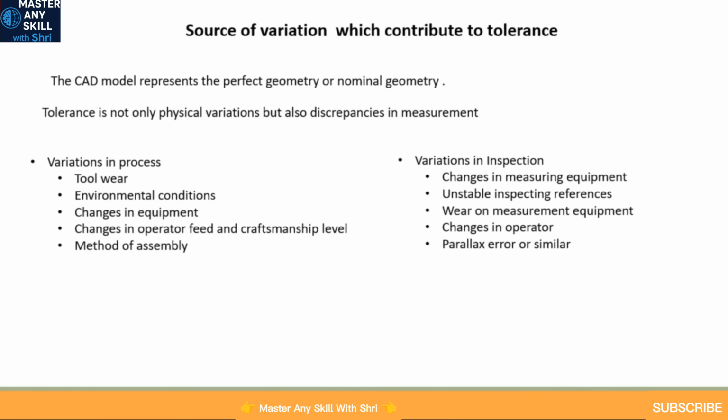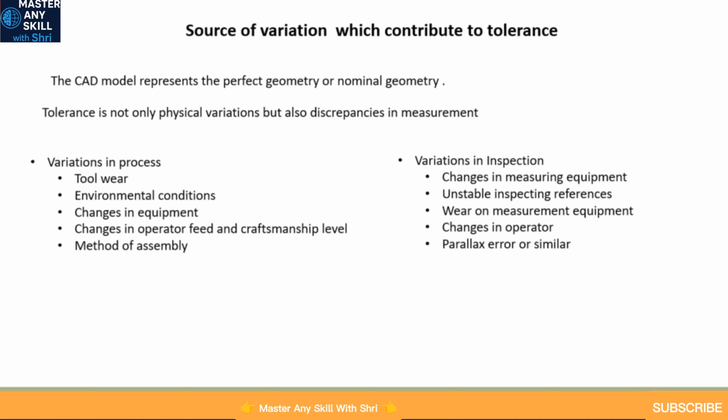Next would be the variations in inspection, or the error which is caused during the inspection process. Now these variations may not be as high as variations in the process. The major contribution is of course because of the manufacturing process, but in some cases inspection variations have to be understood and studied so that there are no issues in the production.